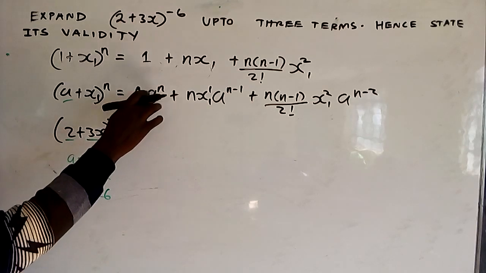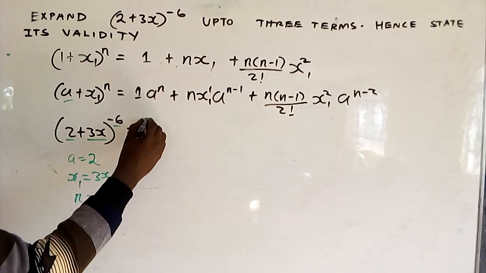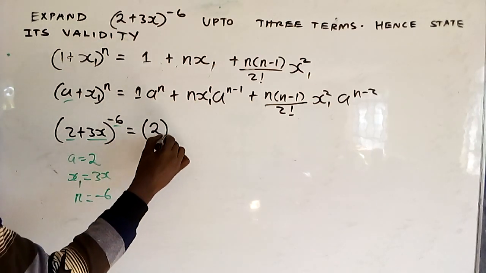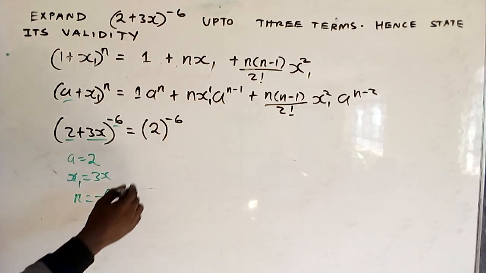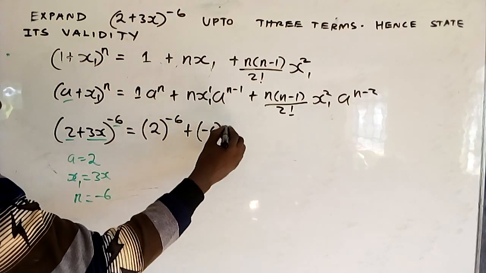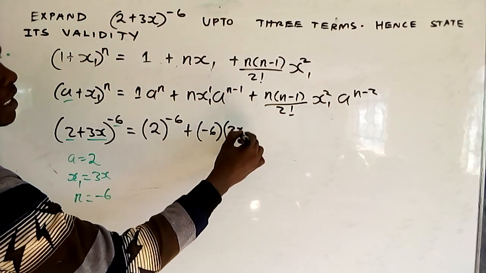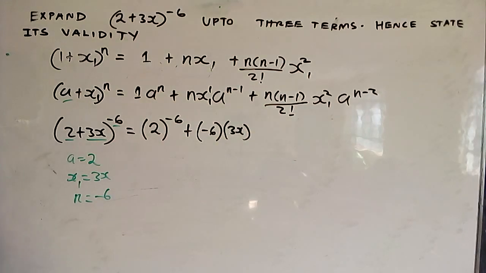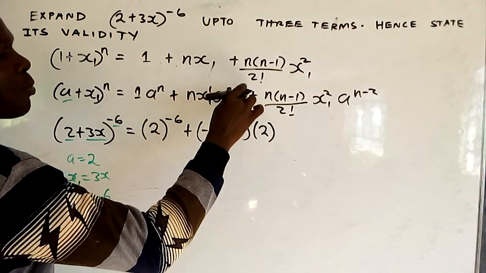So start substituting. The first term here we only have a to power n, because x is raised to power 0. Anything raised to power 0 is 1. So a raised to power n, what is your a? It is 2 raised to power n. n is negative 6. You move to the next one, plus n. n is negative 6. x1 is 3x, then it is raised to power 1. That's just 3x. Then you move to a, which is 2. It is raised to power n minus 1.